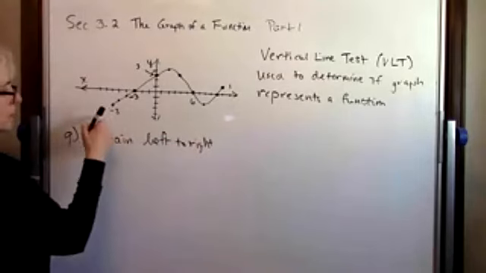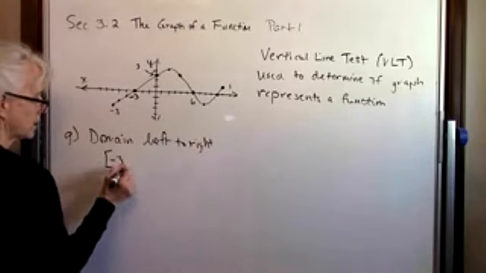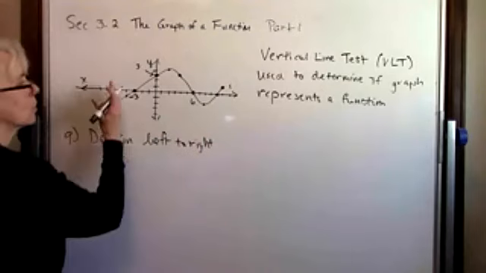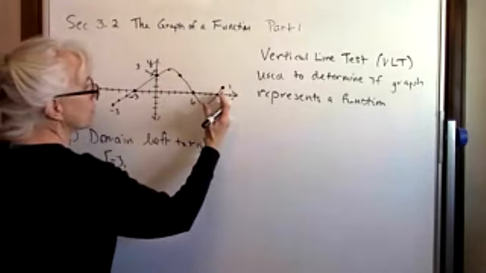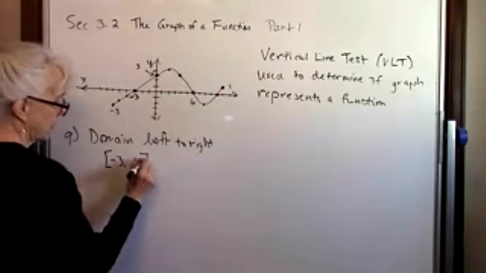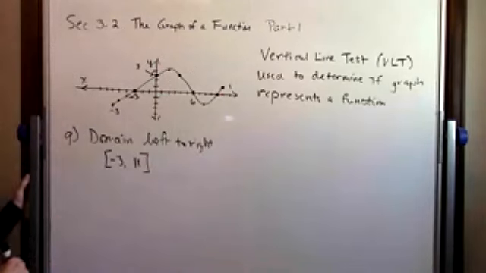Well, the left side of our picture starts at -3. Because it's a closed circle, we're going to use a bracket. We're using every X value in between all the way over to the right side, which is 11. So our domain is -3 to 11, left to right, always in numerical order.